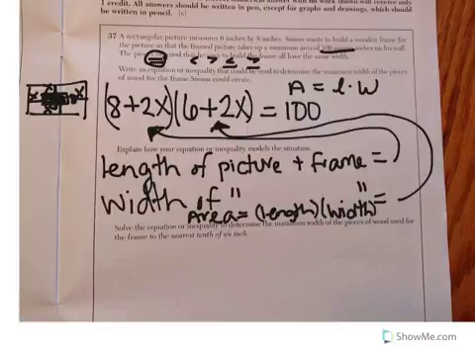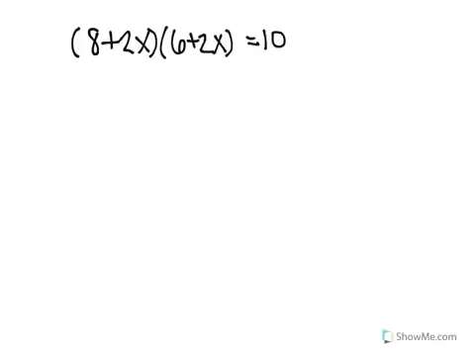In the last part of this question, it says solve the equation or inequality to determine the maximum width of the pieces of wood used for the frame to the nearest tenth of an inch. I'm going to go on to the next page so that I have more room to write. Here was my original equation. It was 8 plus 2x times 6 plus 2x equals 100.